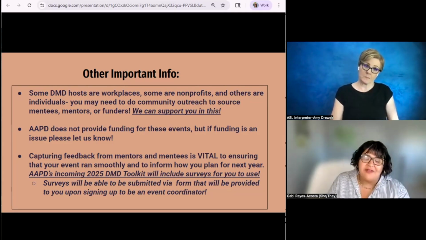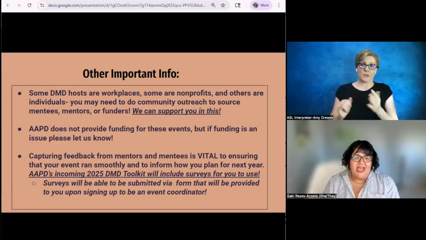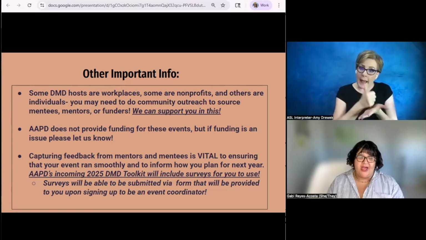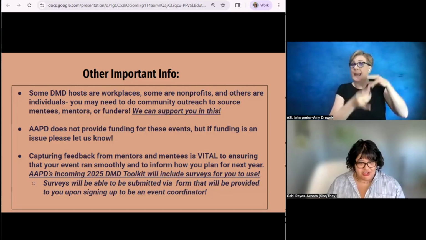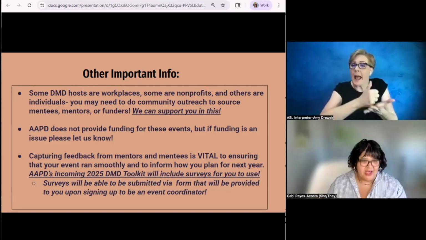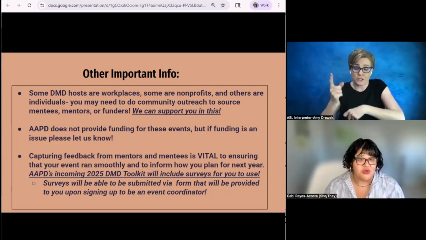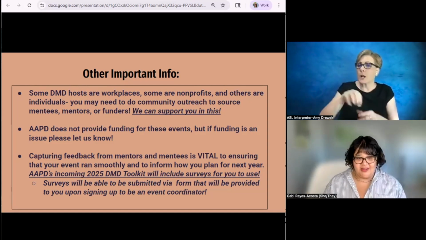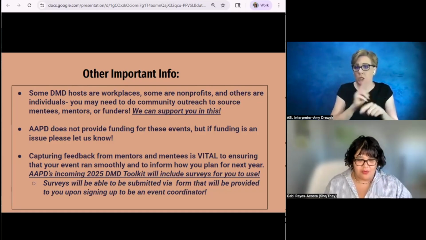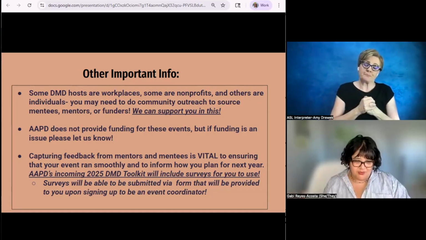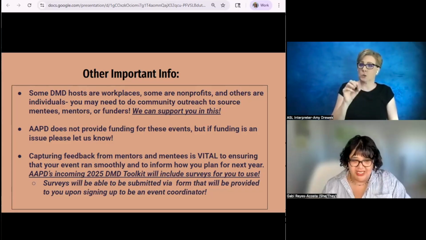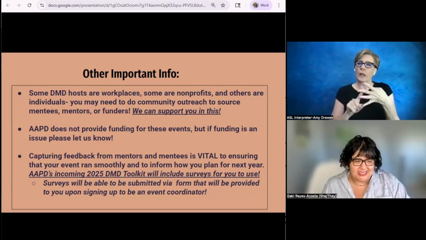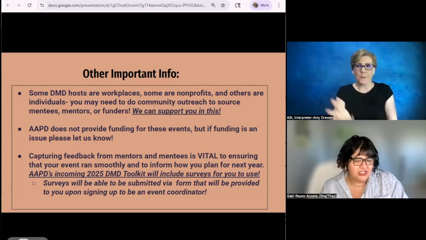And lastly, capturing feedback is really, really important and vital to ensuring that your event runs smoothly and to inform you about how to improve or change your plans for next year. We have a 2025 DMD toolkit that will include surveys for you to use. You can submit them via a Google form that will be provided to you. So all of this will come to you. Our goal for our DMD toolkit is early September. So we will reach out to you with all of that information as soon as it is finalized. Any other questions before I move on?